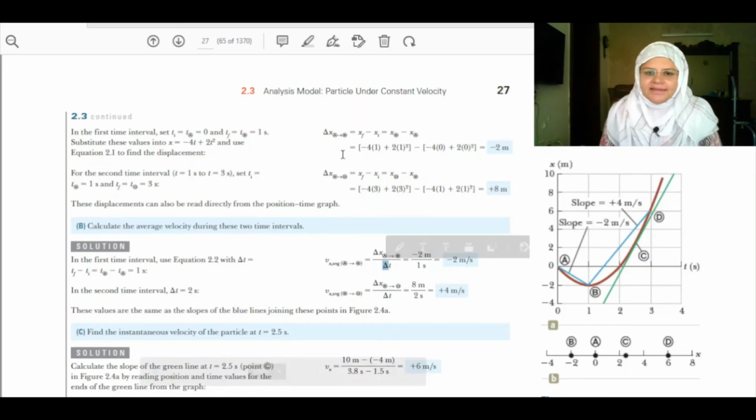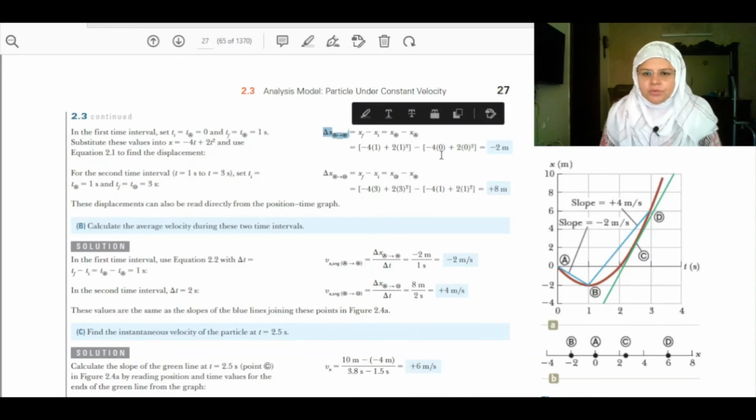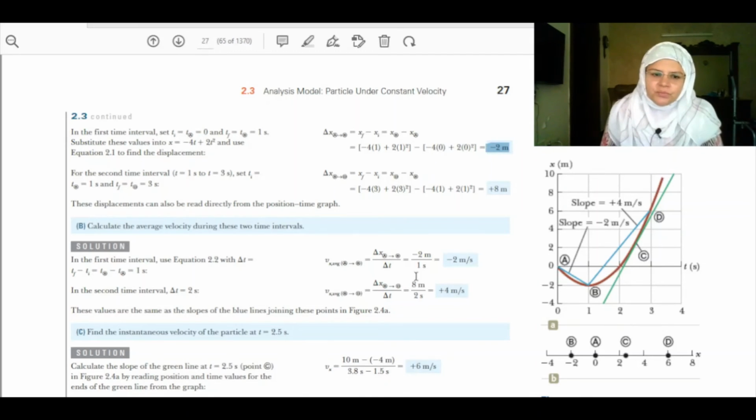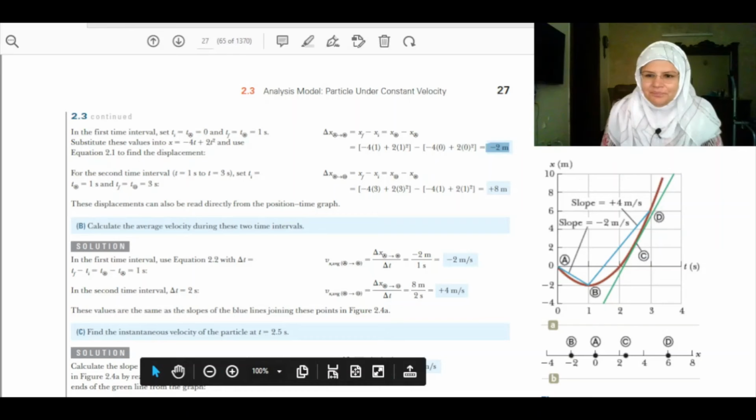We know from part A that delta x A to B equals -2 meters, which means that the particle is displaced by 2 meters to the left. Therefore, delta x A to B equals -2 meters and delta t equals 1 second, giving us Vx average from point A to B to be -2 meters per second.